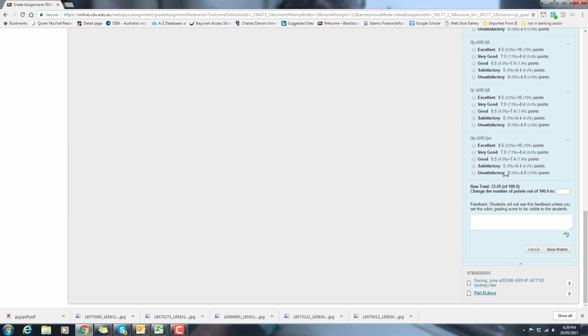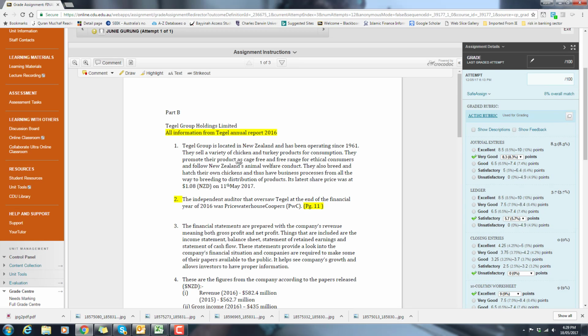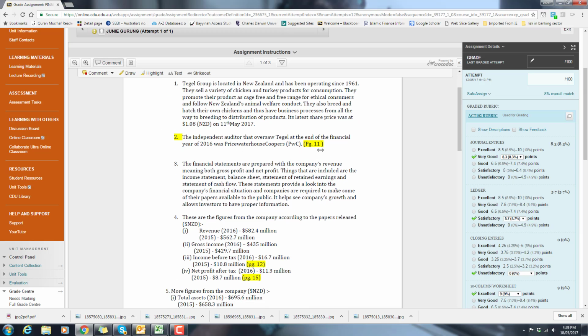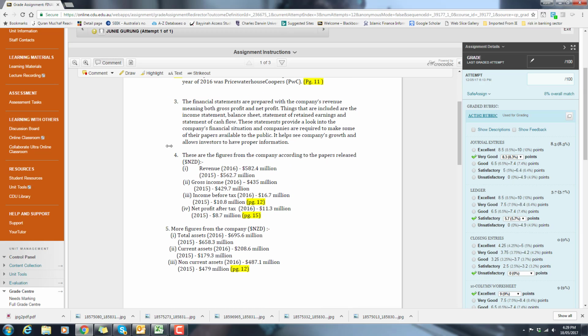So I'm shortening the video. If you see this amount of information that is also written, this is quite good. The independent auditor for the overseas Tegel was PricewaterhouseCoopers, page number 11. So they give the reference as well. The financial statements are prepared with the company's revenue, meaning both gross profit and net profit. Things that are included in the income statement, balance sheet statement, retained earnings.